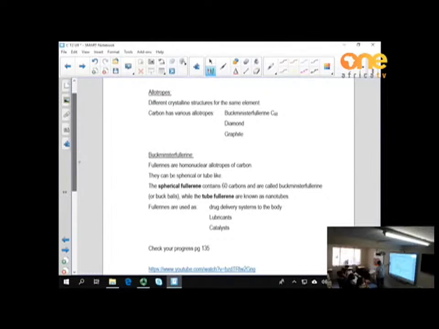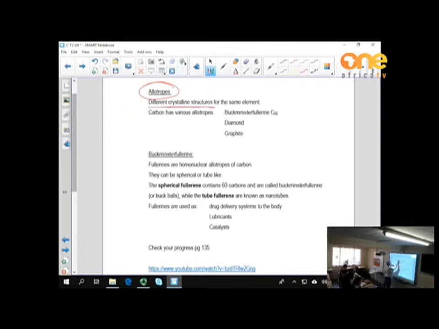Now, the next term that we have to have a look at is something called an allotrope. Nice new definition. Have you done allotropes before? Nope, you've not. So allotropes are different crystalline structures for the same element. A very, very well-known example is diamond and graphite. They are both made out of carbon. But we get 2 different crystalline forms. They are formed under different conditions.